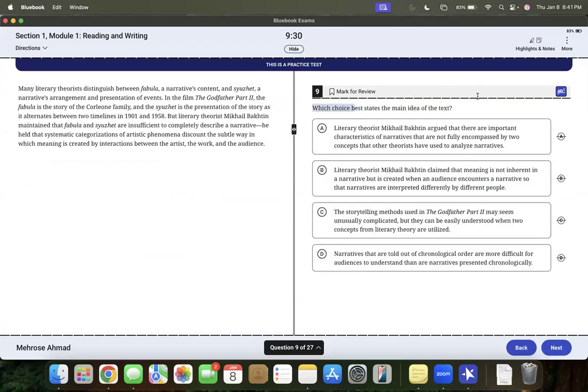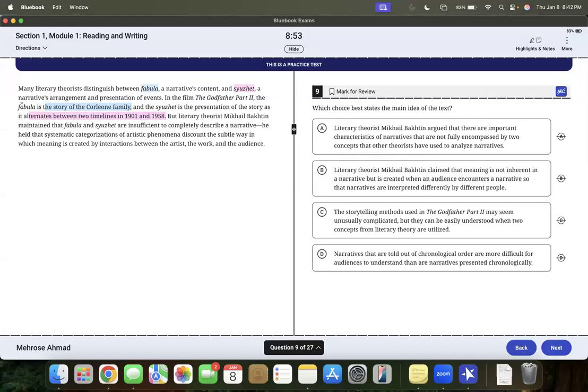Okay. Which choice best states the main idea? Many literary theorists distinguish between fabula, a narrative's content, and Suzette, a narrative's arrangement and presentation of events. As you can see here, I use two distinct colors to highlight these terms because they're different terms, each with their own definition. Again, this is a very personal thing, and I'm just sort of highlighting my strategies in case it would help students here. In the film The Godfather, the fabula is the story of the Corleone family, and the Suzette is a presentation of the story as it alternates between two timelines in 1901 and 58.